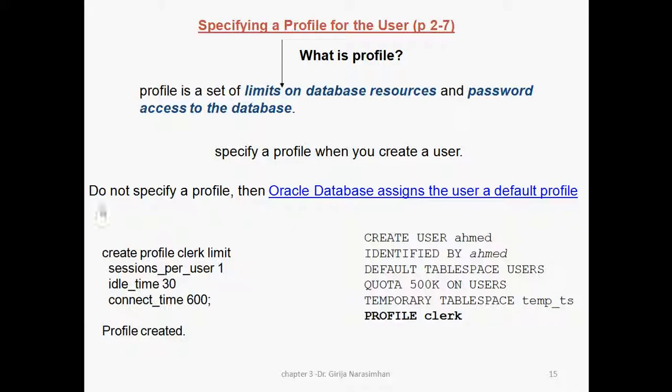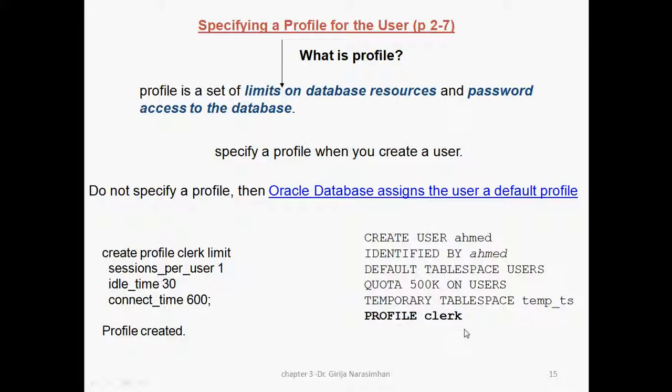So that's it. If you do not specify a profile, then Oracle Database assigns the user the default profile. How to create a profile? First create the profile, then assign it to the user, otherwise an error will come. So create profile clerk, where clerk is a profile name. Limit keyword: sessions per user is 1, idle time is 30 minutes and connect time is 600 minutes.